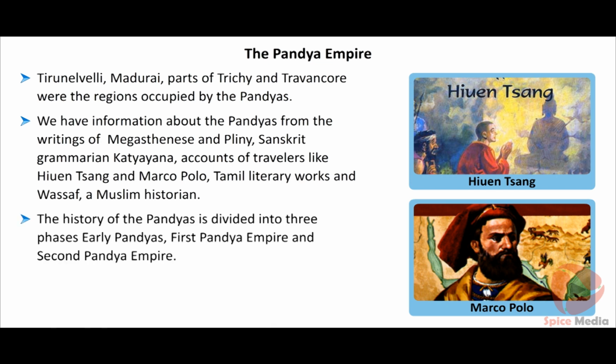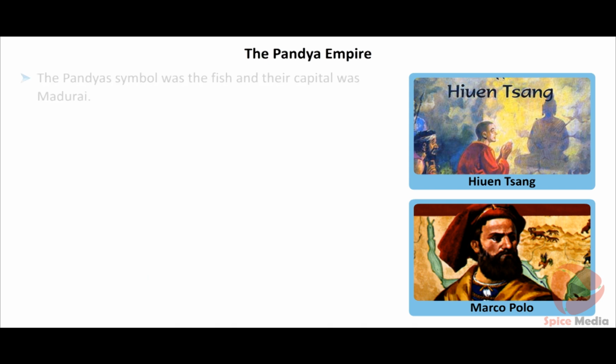The history of the Pandyas is divided into three phases: early Pandyas, First Pandya Empire, and Second Pandya Empire. The Pandyas of the Sangam age were called early Pandyas. The Sangam at Madurai, or the flourishing of Tamil Literary Academy, is a remarkable feature of this period. The Pandya symbol was the fish and their capital was Madurai. The early Pandyas declined with the rise of the Kalabhras.